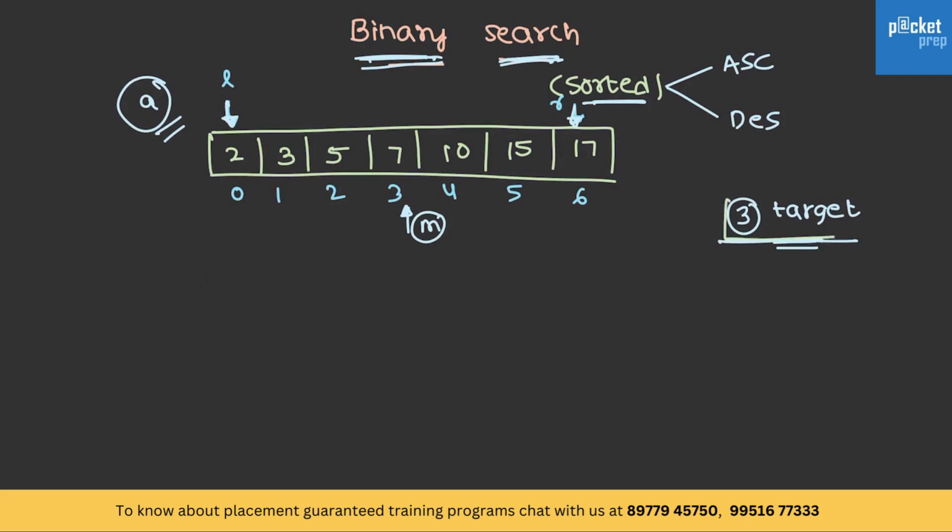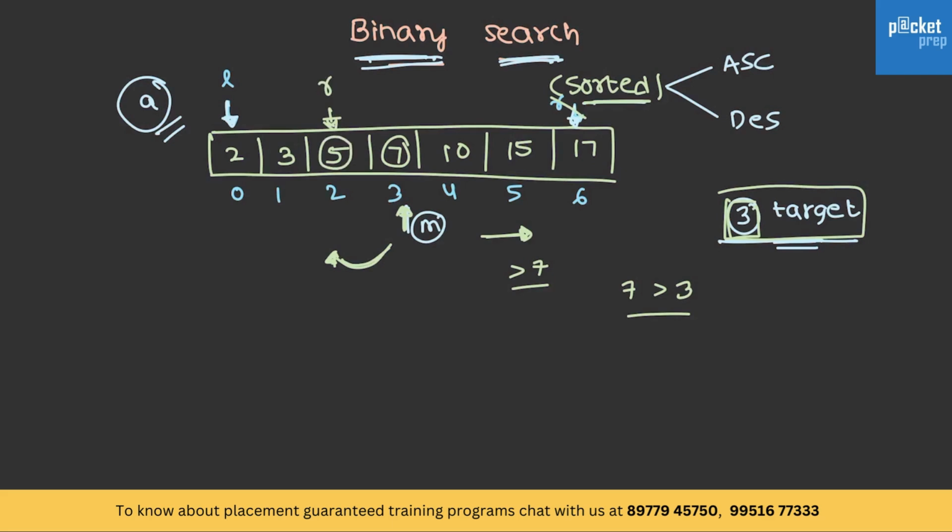Initially, I can compare the target with the middle element. As the array is sorted, the element at this index, that is 7, is greater than 3. So, the scope of finding the element is only on the left side. On the right side, all the elements are greater than 7, which is also greater than 3. There is no point in searching the right side and we can search only the left side. In this case, I'll change the value of r and make it point to m-1.